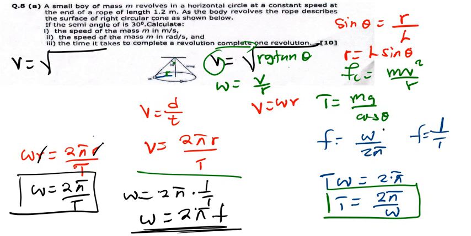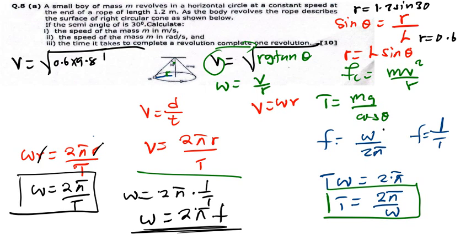So R, we have said R is L sine theta, because I have not been given R, but I have the length. So I can find R. L is 1.2, so R = 1.2 sine 30, which gives me R equal to 0.6. Because 1.2 divided by 2 is 0.6. So my radius is 0.6, times 9.8.